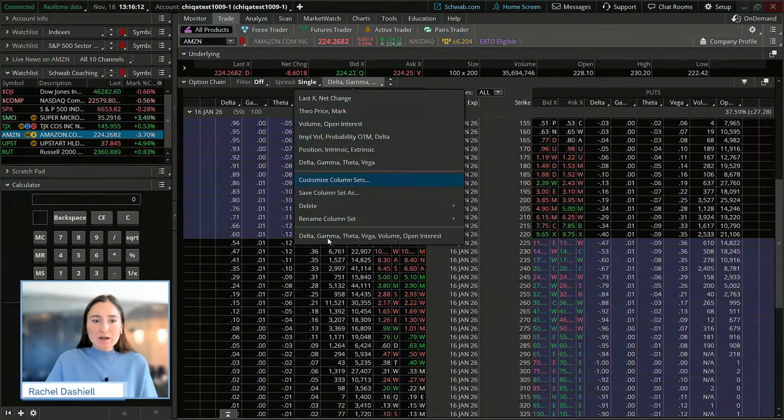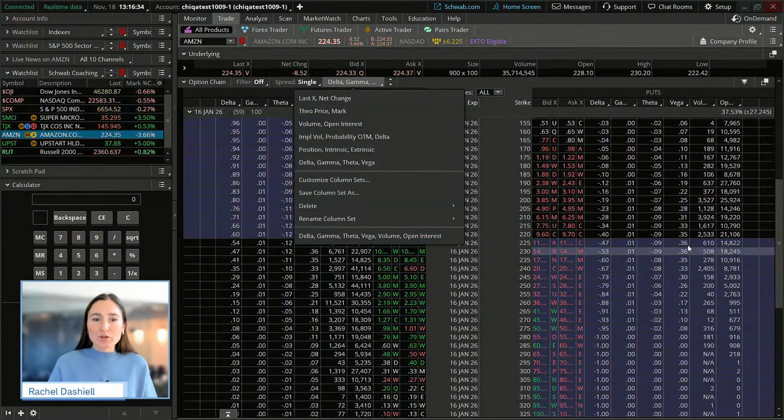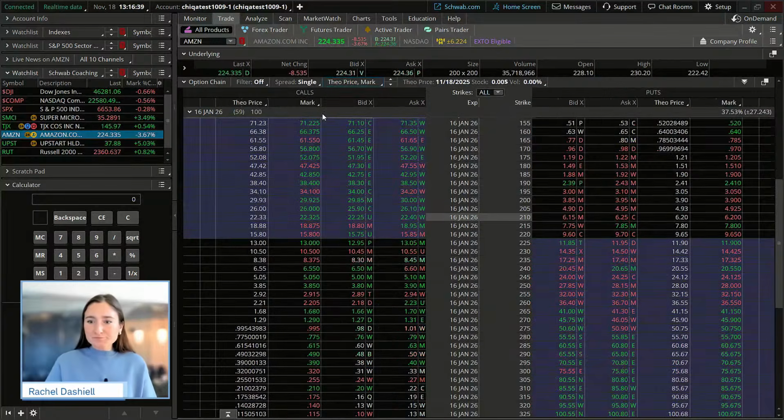I have it set for a custom column set for the Greeks, volume and open interest there. And we can see Amazon. We know it's a very liquid stock. It trades more than 36 million shares a day. And then we obviously have a ton of volume, a ton of open interest, so very liquid options. I'm not too worried about looking at those right now since I know that they're pretty liquid. So I'm just going to shift to Theo Price Mark here.